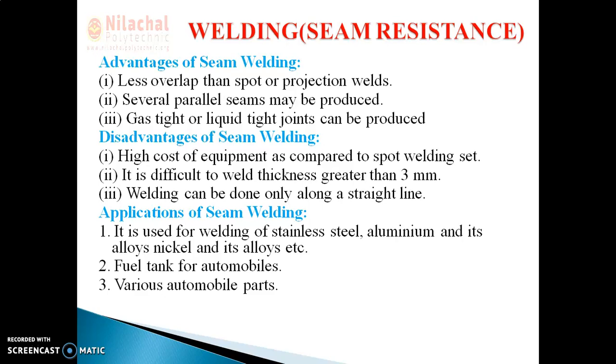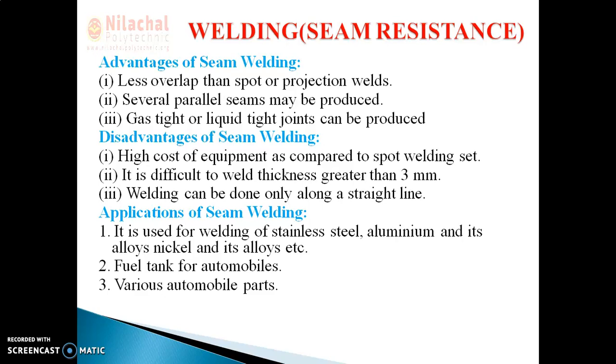There is less overlapping than in spot or projection welding. Then several parallel seams may be produced at a time. Again, for continuous rolling, the production rate is very high. Gas tight or liquid tight joints can be produced. That means, as we already discussed, using the seam welding process we generally prepare fuel tanks, gas tanks, water containers and this type of product, having less than 10 mm thickness.